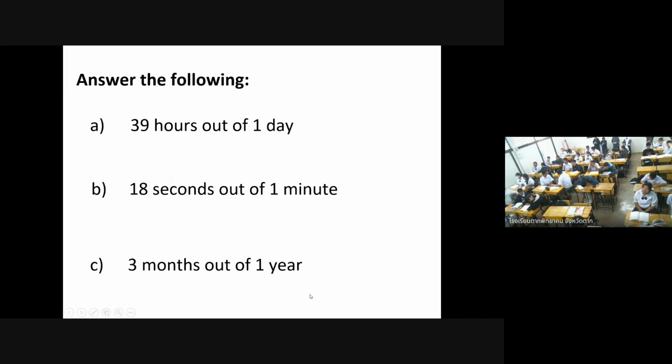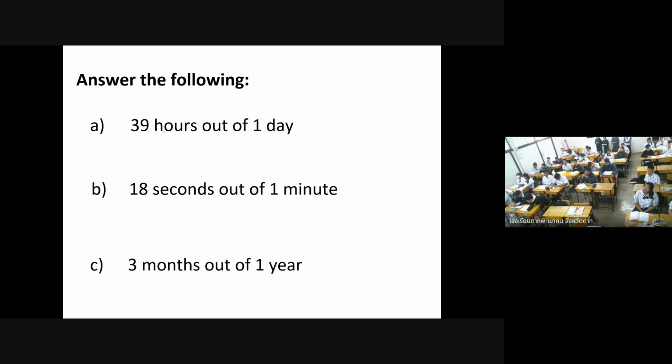This was the homework that I gave you, right? Okay, everyone. So again, this topic is about raising a quantity as a percentage of another quantity, a percentage of one quantity based on the other quantity. So we have here 39 hours out of one day. What percentage is 39 hours out of one day?